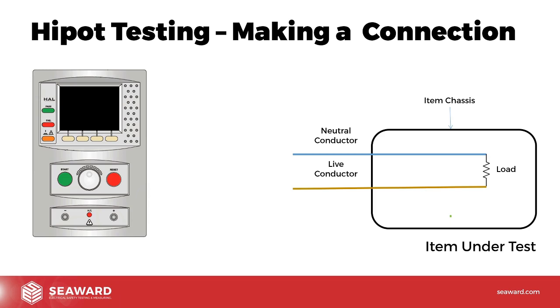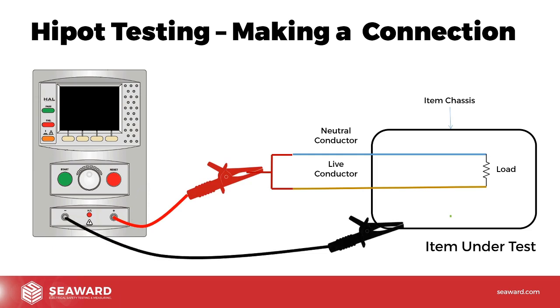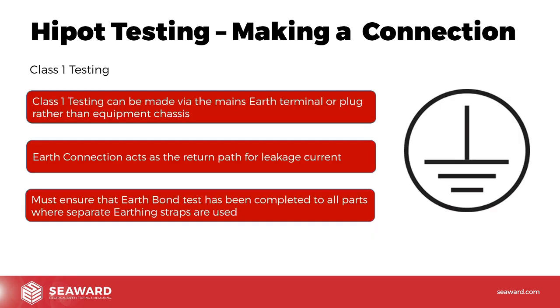So what we would typically do in this scenario is firstly link our live and neutrals together. From that point, we would then apply our Hipot output clip to the live and neutral shorted conductors. And then we simply apply the probe or clip to the exposed conductive points on the item chassis. So as a very simple definition, that's how a Hipot test is performed.